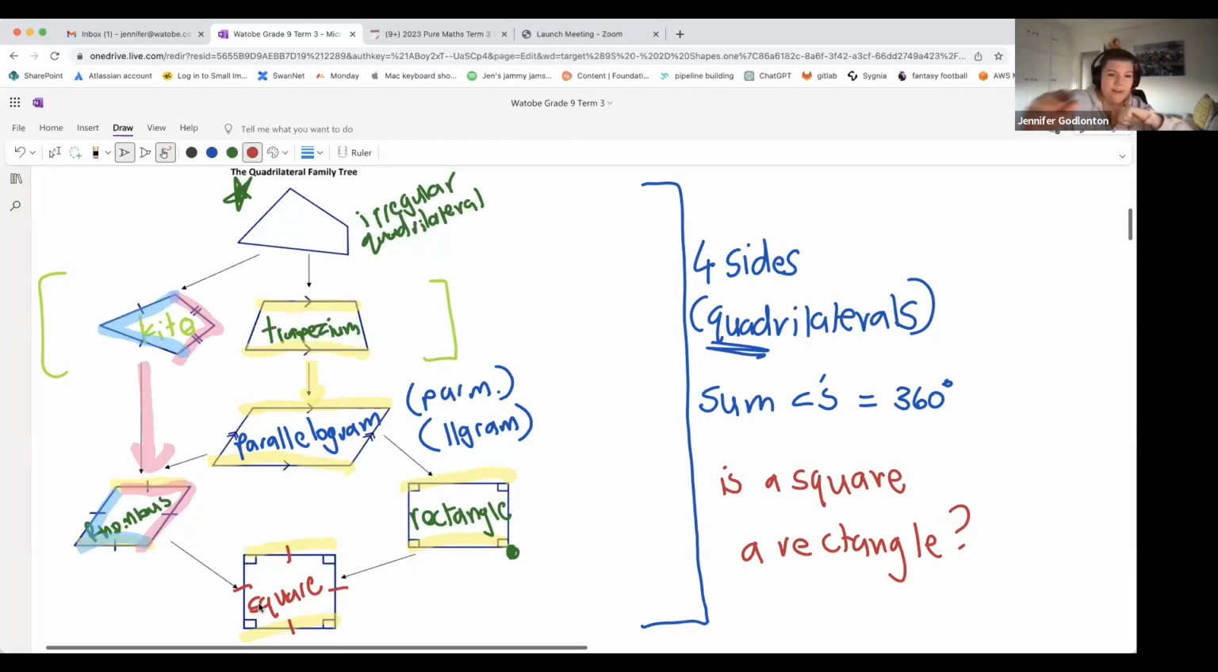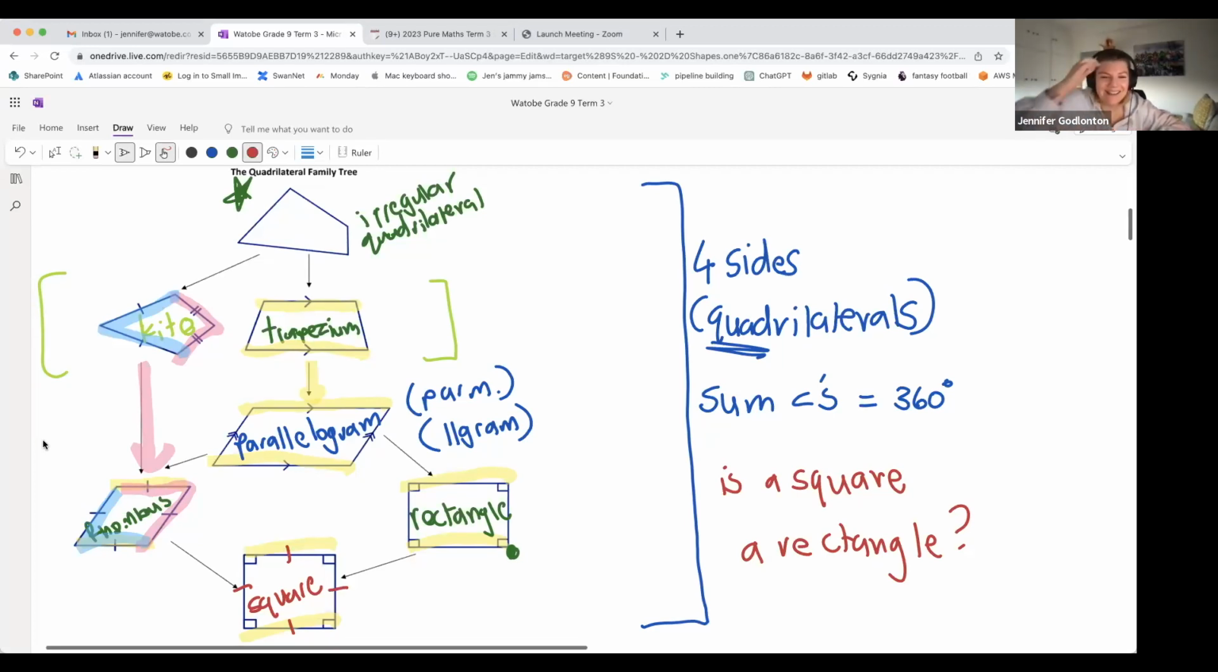Okay, but hopefully by seeing it like this, you can see how everything is connected. You can see that your square is actually your most specialized shape. You can be quite sneaky and actually say a square is also a rhombus, but we can get back to that.